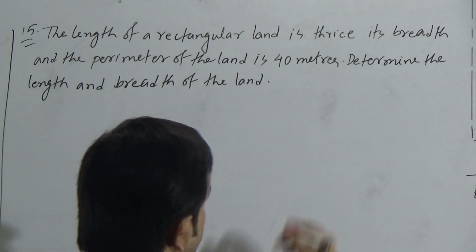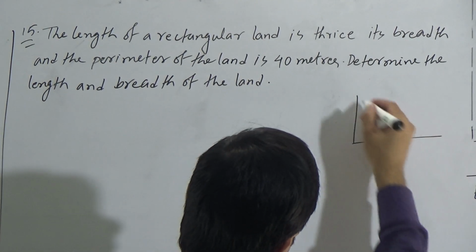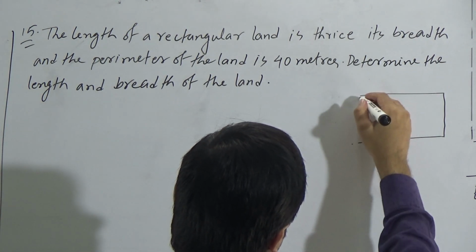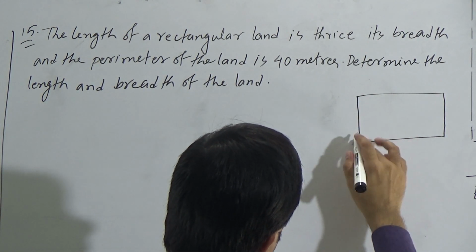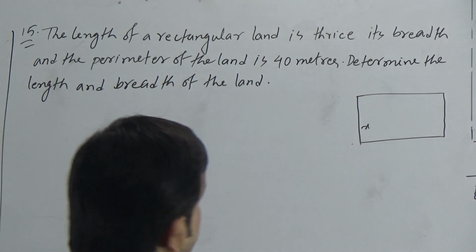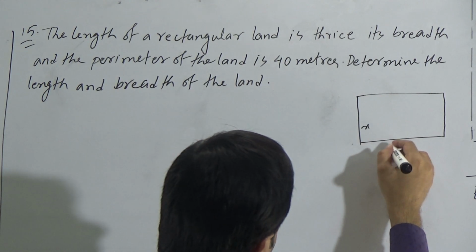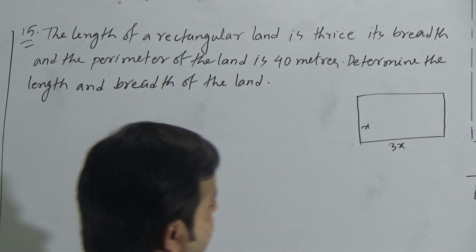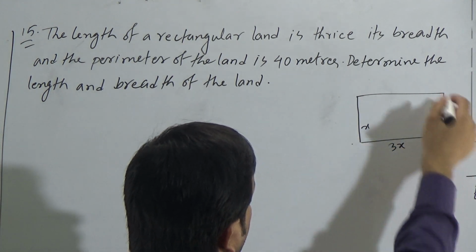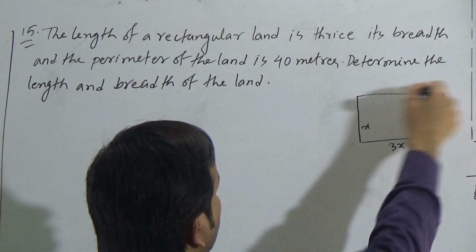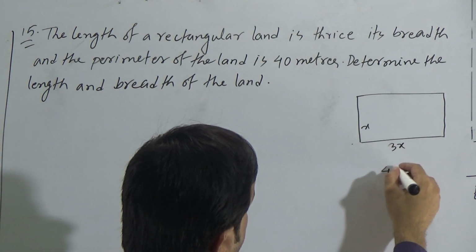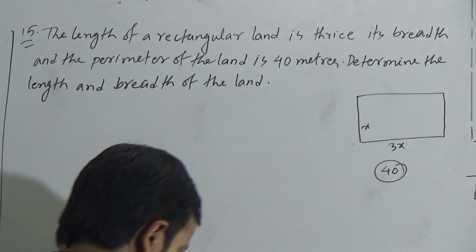Okay, dear students, now see, suppose this is a rectangular land. Suppose its breadth is x. Then what will be the length? Length will be thrice its breadth, means 3 times, so this will be 3x. Here perimeter means the total length of all sides. So this is given 40. Perimeter is 40.